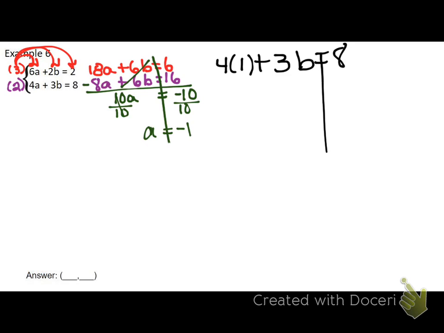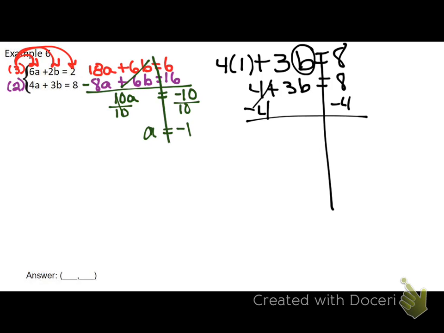Okay, draw your line of equality. Now we're solving for b. 4 times negative 1 is negative 4, so you have negative 4 plus 3b equals 8. We're going to add 4 to both sides. You now have 3b equals 12. Left. Oh, hold on.